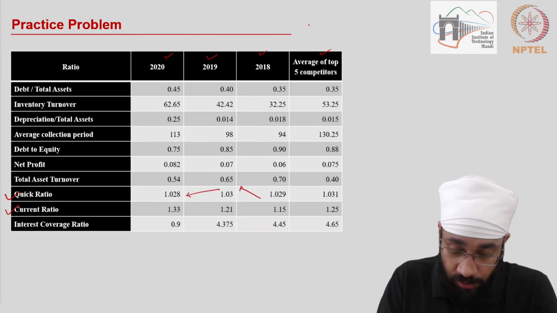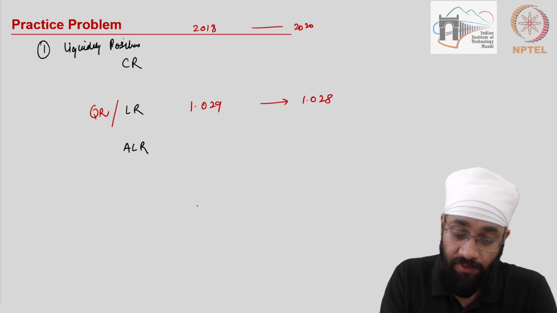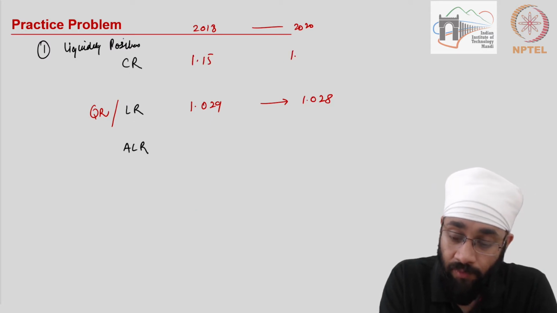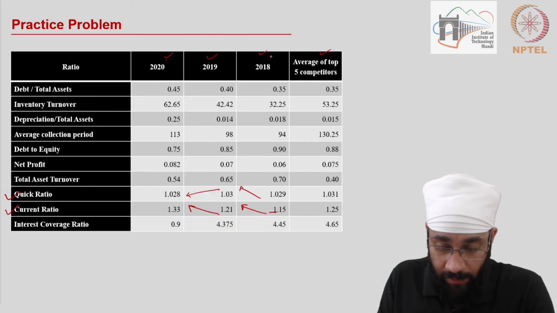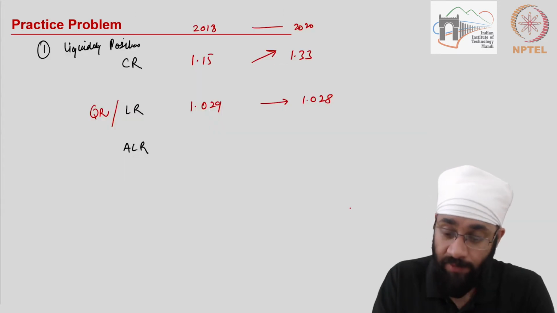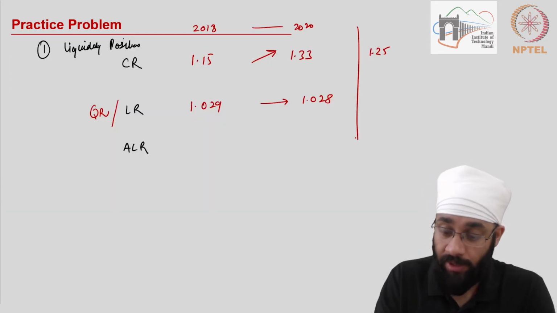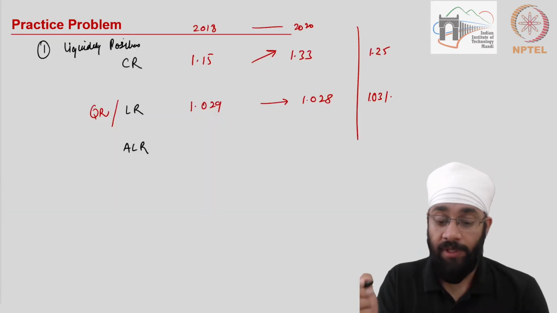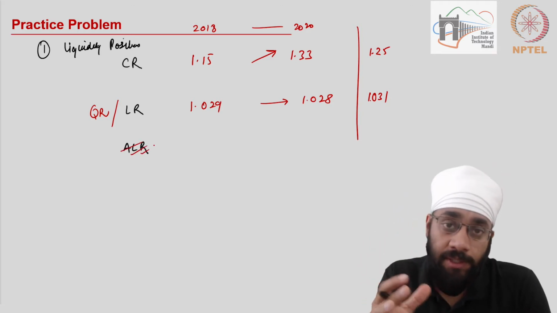Let us look at current ratio as well, from 1.15 to upwards and again upwards. So 1.15 to 1.33. So it is upwards. And the industry averages are also given to us, 1.25 for current ratio. This is industry average, and you have 1.031 for the quick ratio. We don't have information on absolute liquid ratio, so let's just ignore that.